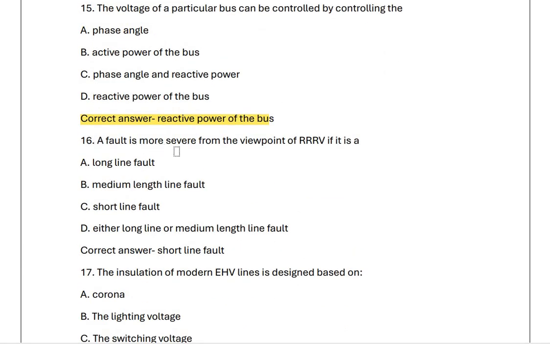16. A fault is more severe from the viewpoint of RRRV if it is A. long line fault, B. medium length line fault, C. short line fault, D. either long line or medium length line fault. Correct answer: short line fault.